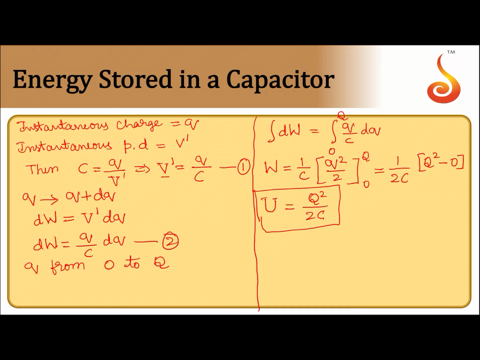Here it is in terms of charge and capacitance. You can also write it in terms of capacitance and potential difference, half CV square. Or in terms of charge and potential difference, half Q into V. So all the three are equally valid. Depending on the situation, whether you know capacitance and charge, or capacitance and potential difference, or charge and potential difference, accordingly you can use these equations to calculate the energy stored in the capacitor.